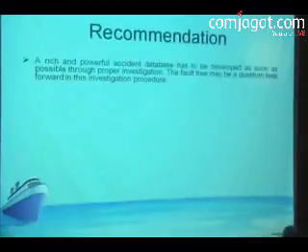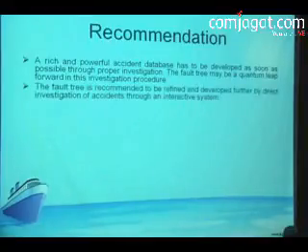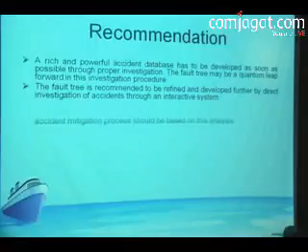Now some recommendations are made. First, a rich and powerful accident database has to be developed as soon as possible through proper investigation. The policy may be a quantum leap forward in this investigation procedure. The policy is recommended to be refined and developed further by investigation of accidents through an integrated system.